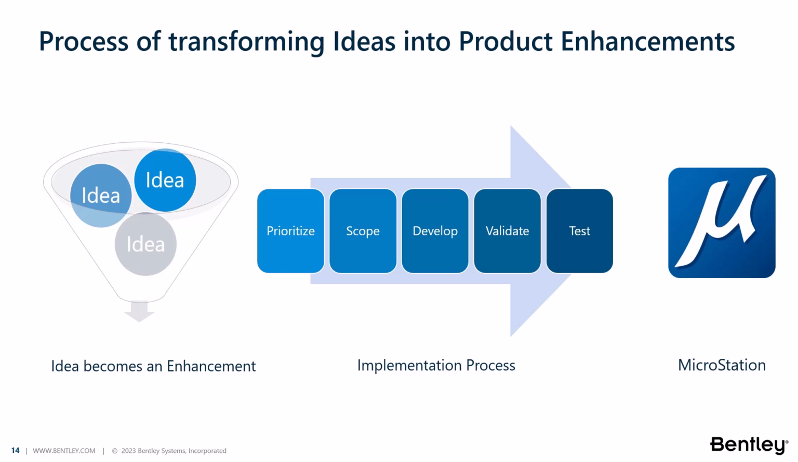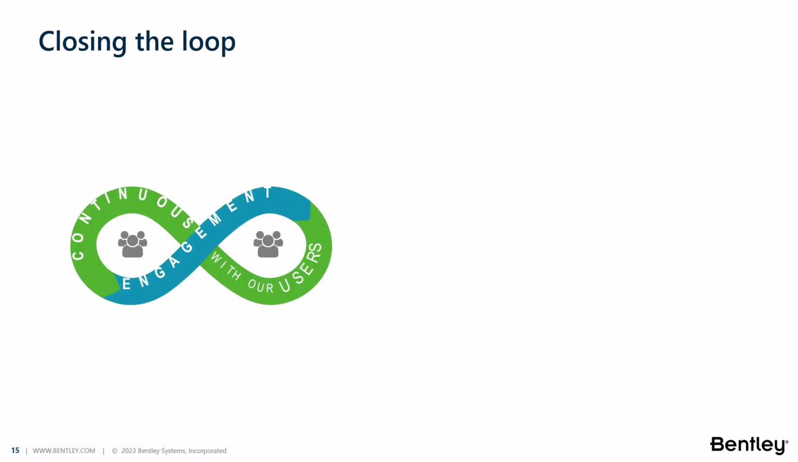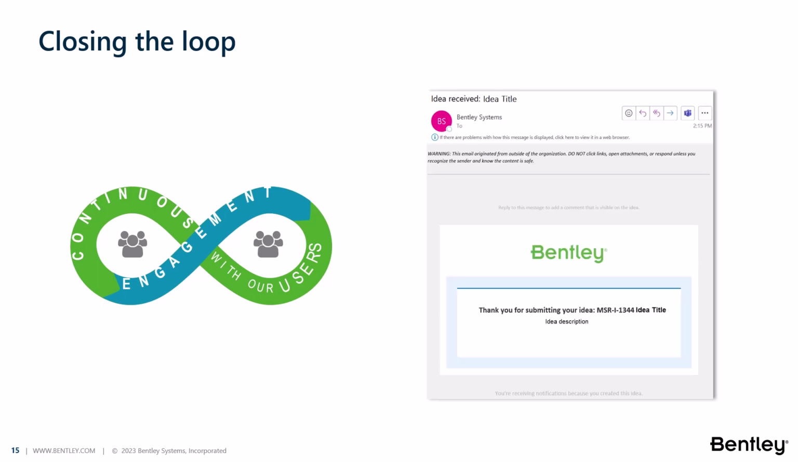Before we go into a few examples of this, I want to touch upon how an idea's feedback loop is closed. As mentioned before, this is one of the ways for our users to have continuous engagement with you on the products that we create. When a status change is made to an idea, you will receive feedback. For example, when an idea has been made into an enhancement in MicroStation, you'll receive a similar email to the one shown here. Again, keep in mind that if there is a highly voted idea, this does not guarantee that it will make it into the product.